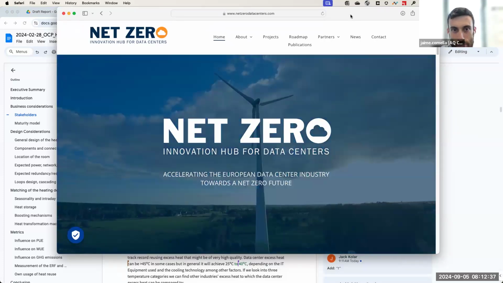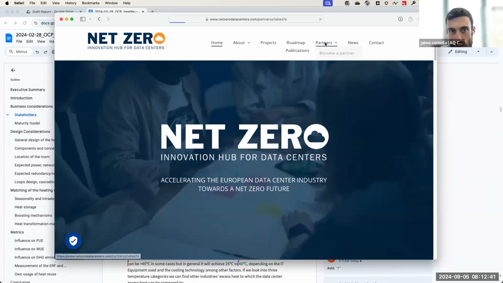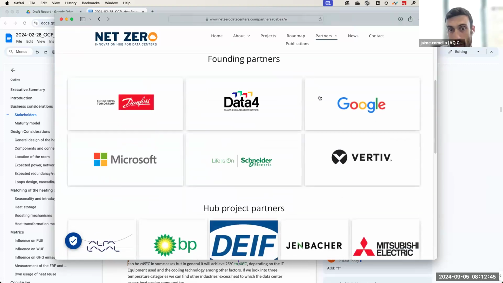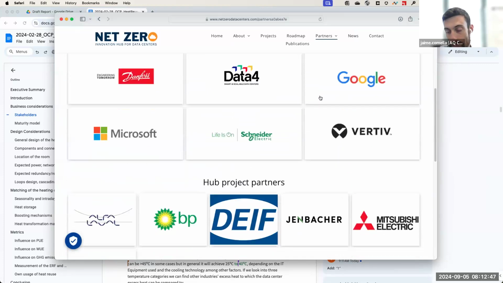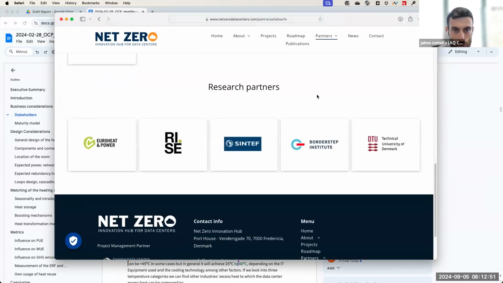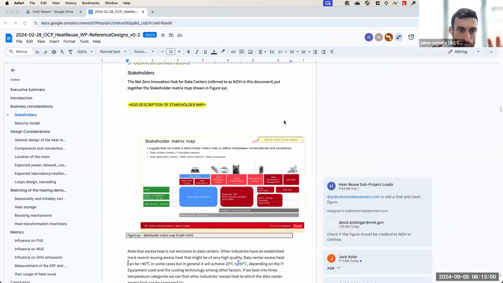So they have different work streams as well, and one of them is about heat reuse. It's where they are most advanced, and they have written some content as a basis for that future pilot. There were a lot of common points with what we were doing, so we asked them to contribute, and they said okay. So that's why there is some input from them in this paper.